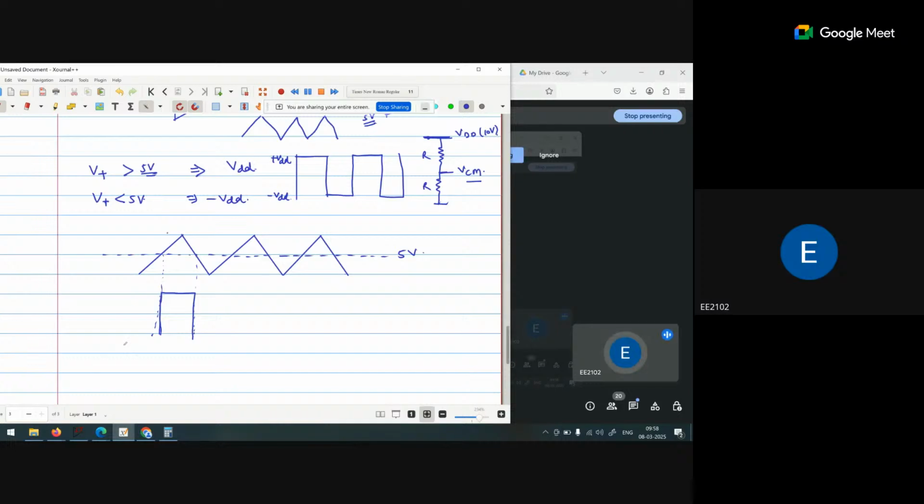And for this to this, it is less than, so we are getting a minus voltage. Again, from this to this, we are getting a plus voltage. From this to this, we are getting a minus voltage. Again, from this to this, we are getting a plus voltage, and so on. So with the help of a ramp signal, you are getting a square pulse, and with the square pulse, you are getting a ramp signal.